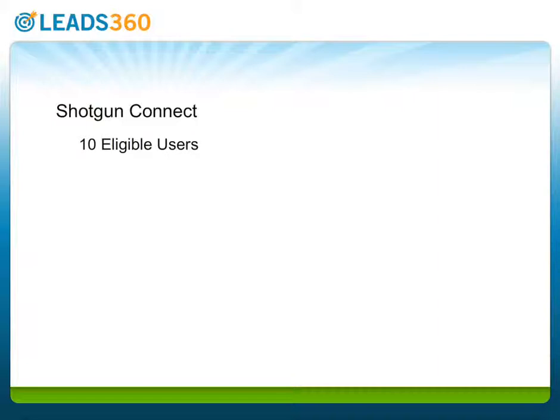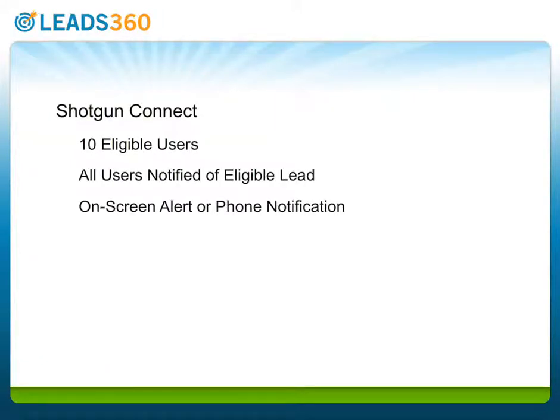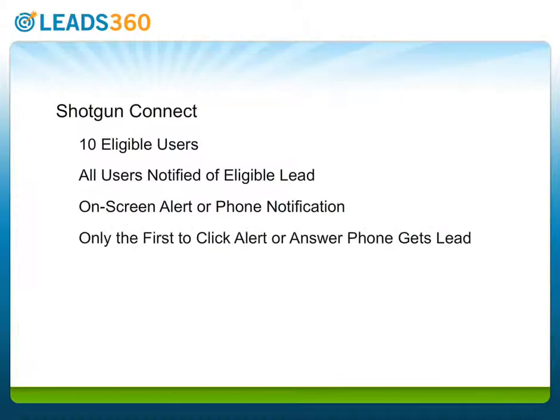Say, for example, that you have 10 users who are eligible to receive a lead under a particular Shotgun Connect program. When a lead is distributed by this Shotgun Connect program, all users eligible to receive the lead will be notified of the available lead, either by an on-screen alert or by a phone call. Only the first one to click the alert or answer the phone will have the lead distributed to them.